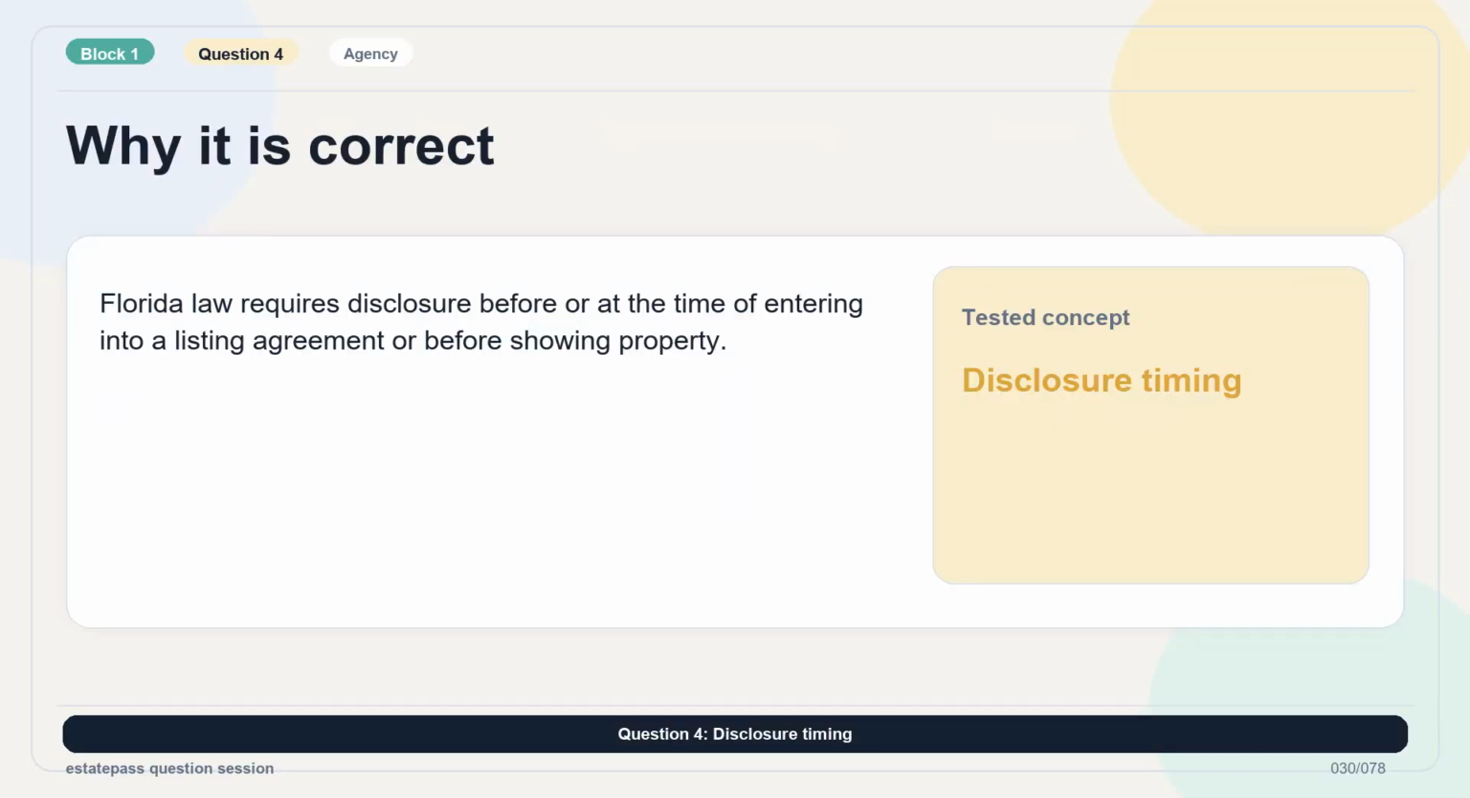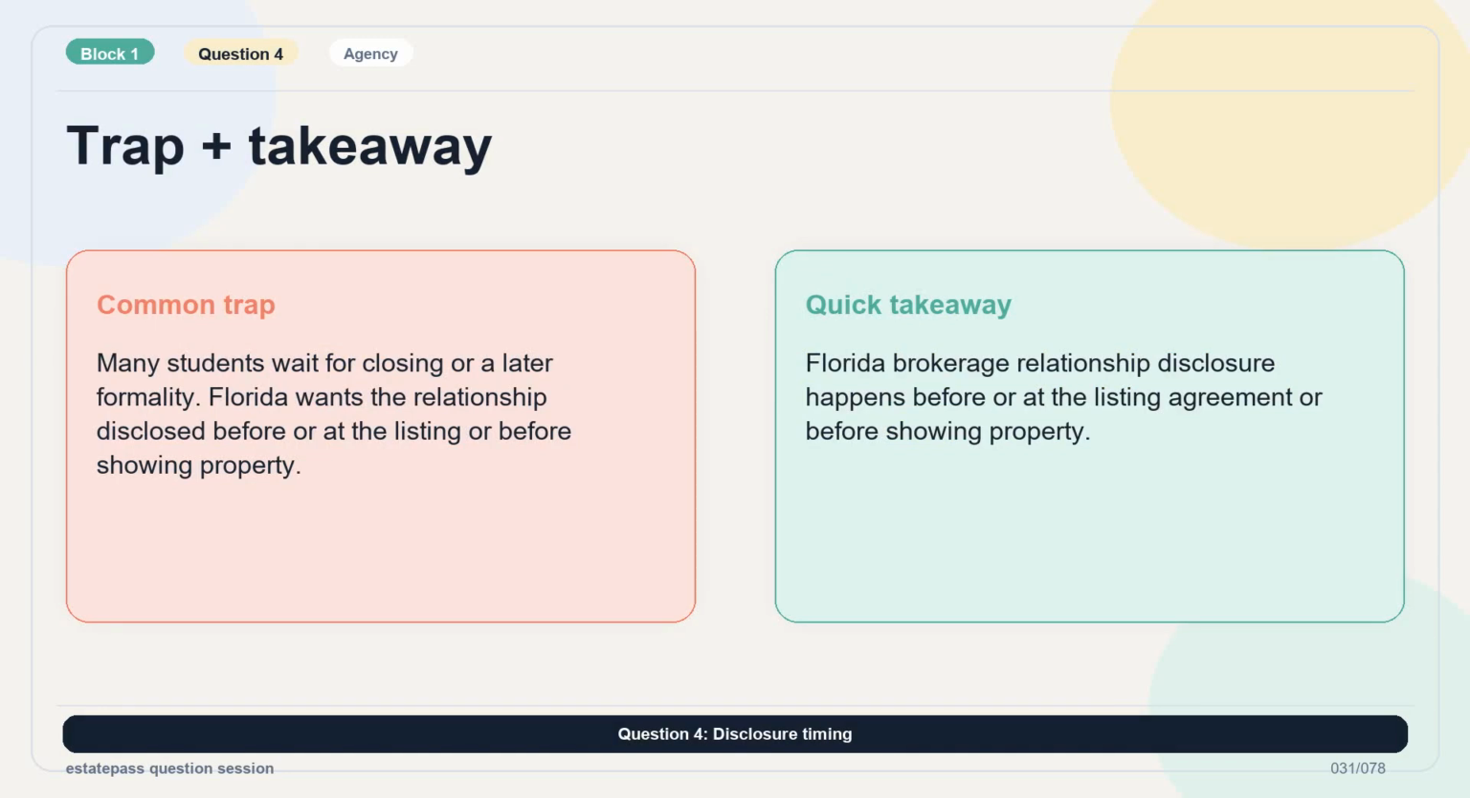Explanation. Florida law requires disclosure before or at the time of entering into a listing agreement or before showing property. Common trap. Many students wait for closing or a later formality. Florida wants the relationship disclosed. Quick takeaway. Florida brokerage relationship disclosure happens before or at the time of the listing agreement.